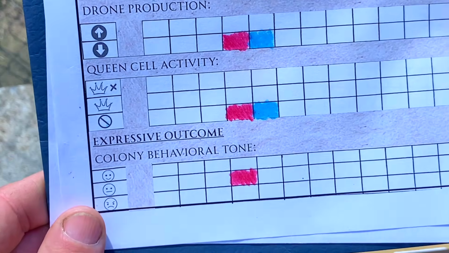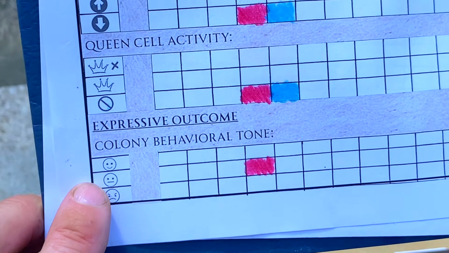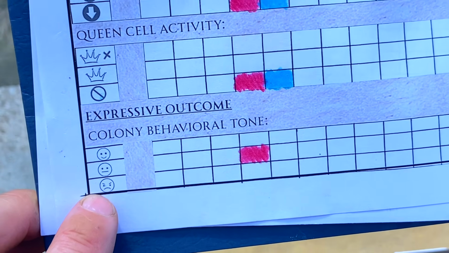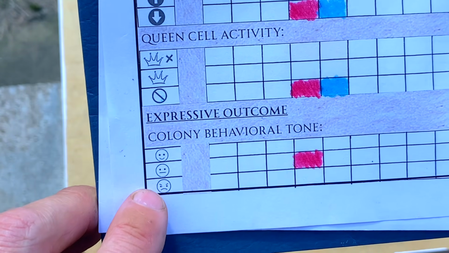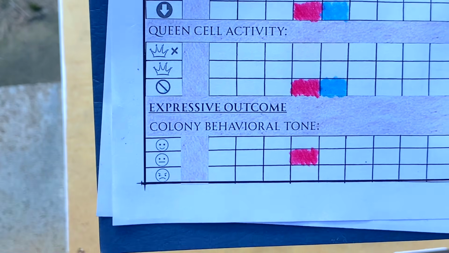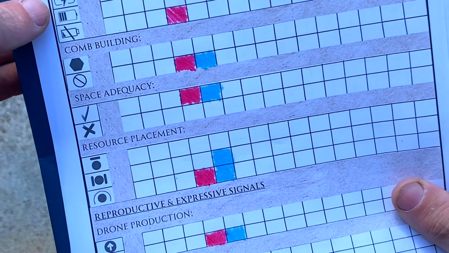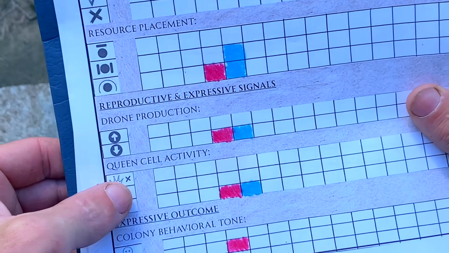And the very last thing we're marking today is the expressive outcome of this colony. Were they happy, meh, or not very happy to see me? They definitely were not aggressive. They were not meh. They've got a really good attitude. And I think it's because of everything upstream of this. This is a result of all of this.